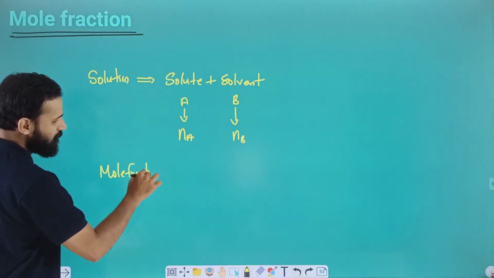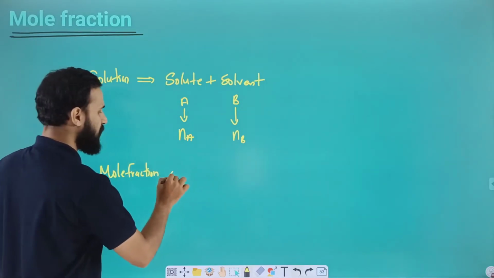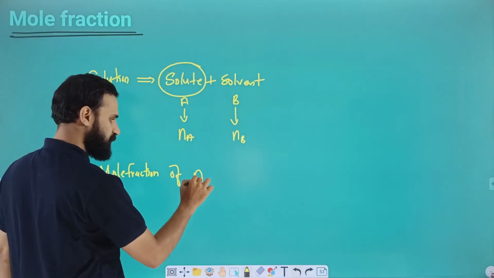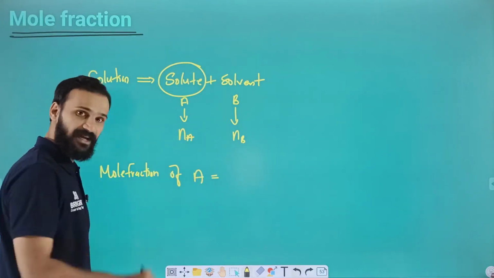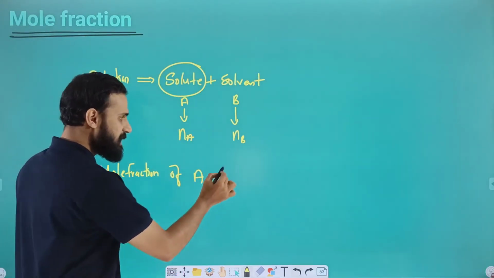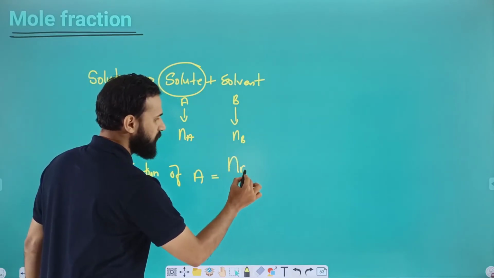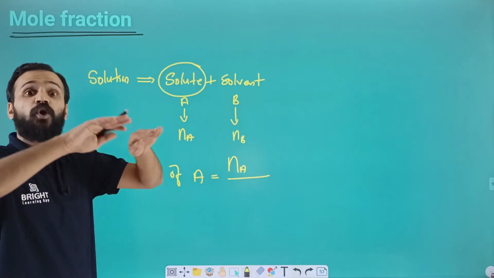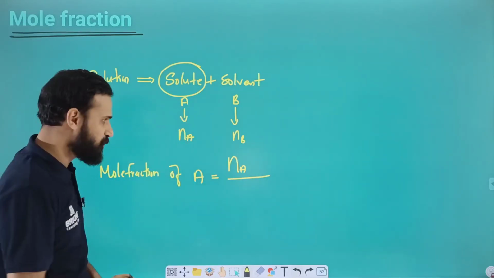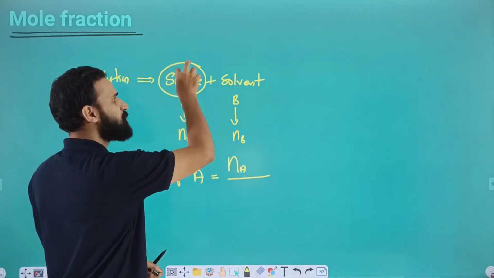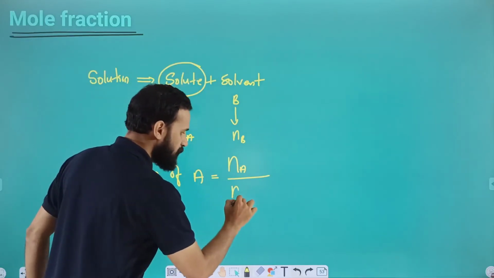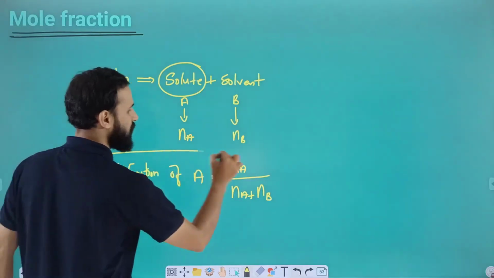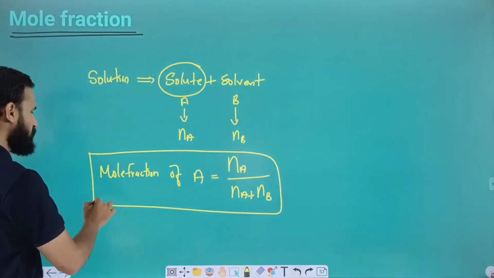We want to get the mole fraction of solute. So mole fraction of A is equal to, very simple, number of moles of A divided by total number of moles. Total number of moles means number of moles of solute plus number of moles of solvent. So number of moles of A plus number of moles of B. So this is the equation we can use to find the mole fraction.